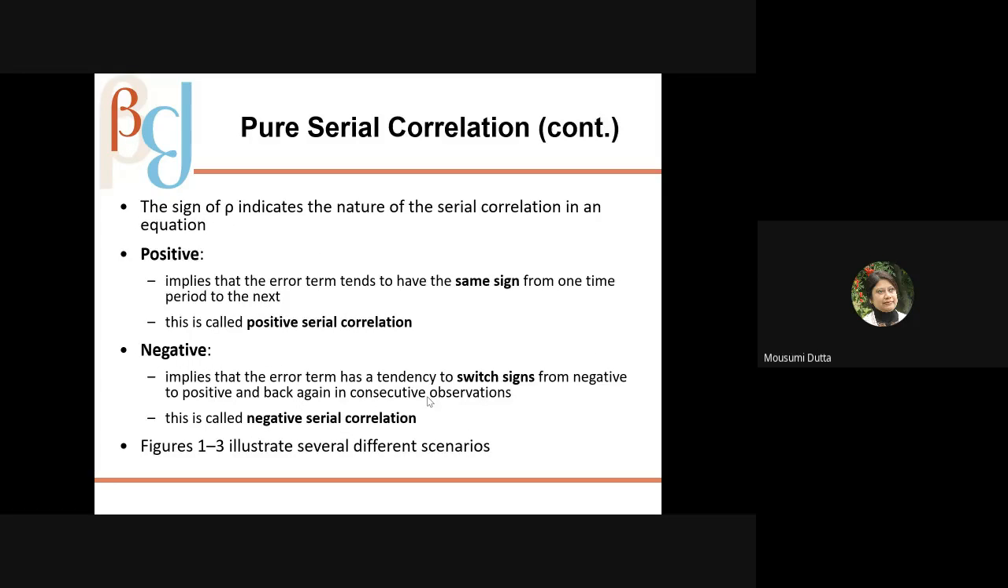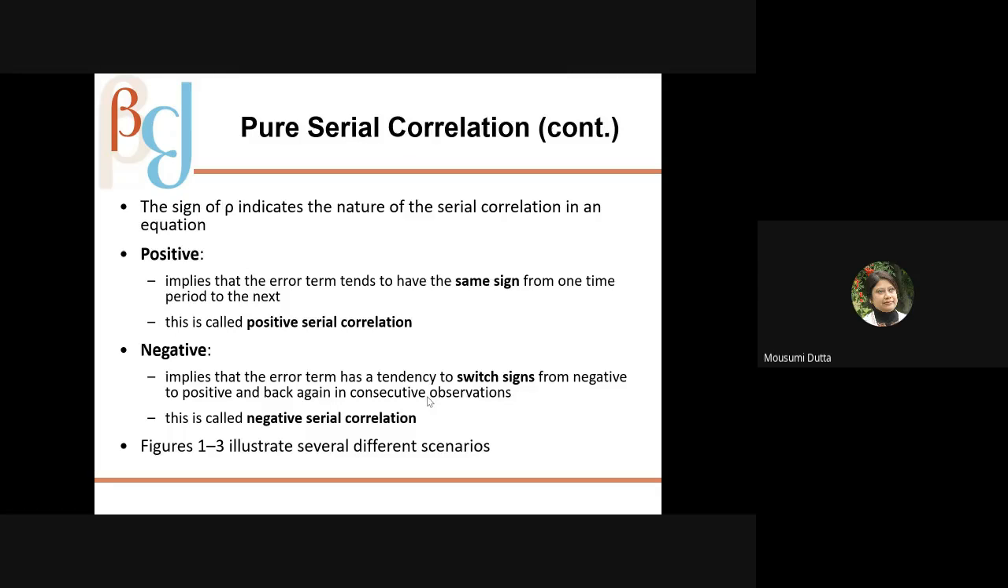The sign of rho: first I told you something about the value of rho. Now I'm telling you about the sign of rho. It can be positive, it can be negative, okay? So the sign of rho indicates the nature of the serial correlation in an equation. Positive serial correlation implies that the error term tends to have the same sign from one time period to the next, in the T-1th period.